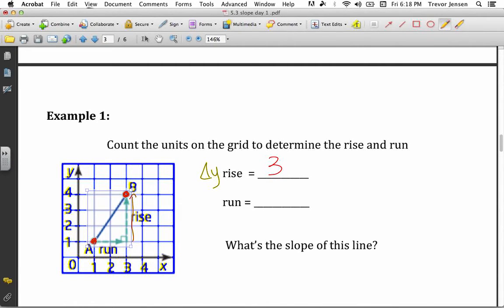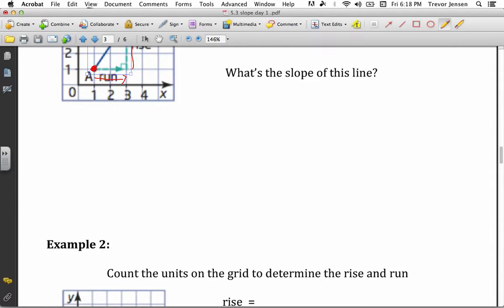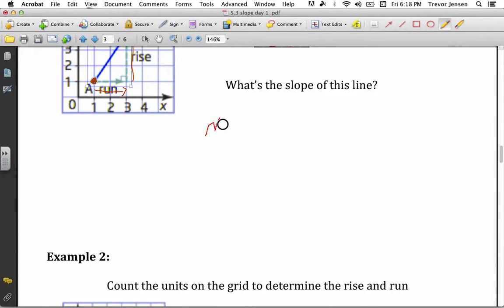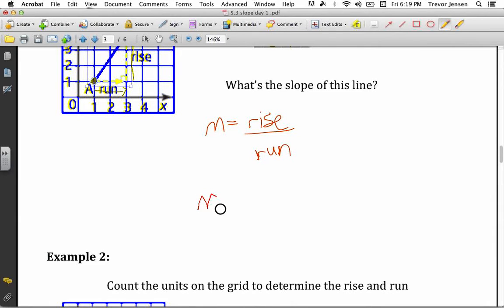My run, my horizontal distance, I've laid that out as well. I go to the right 1, 2 units. And I'm going to the right, that's positive as well, so my run is 2. What is the slope of the line? Well, I know slope equals rise divided by run, so my slope is, in this case, 3 over 2. And that's my answer, and you're done.